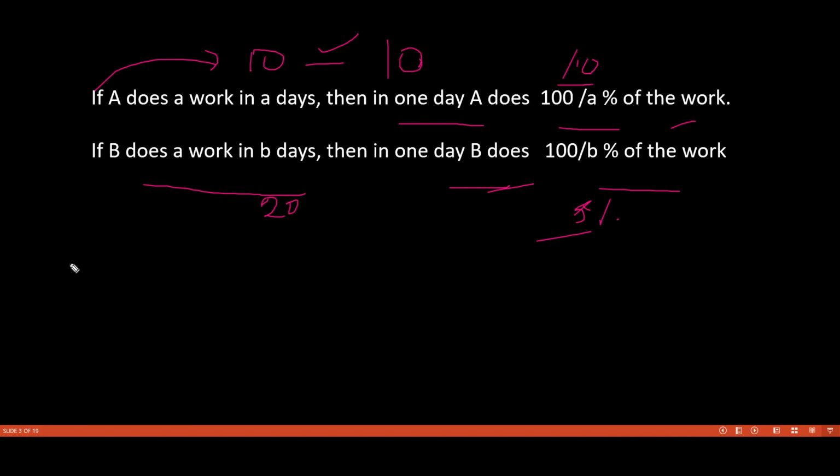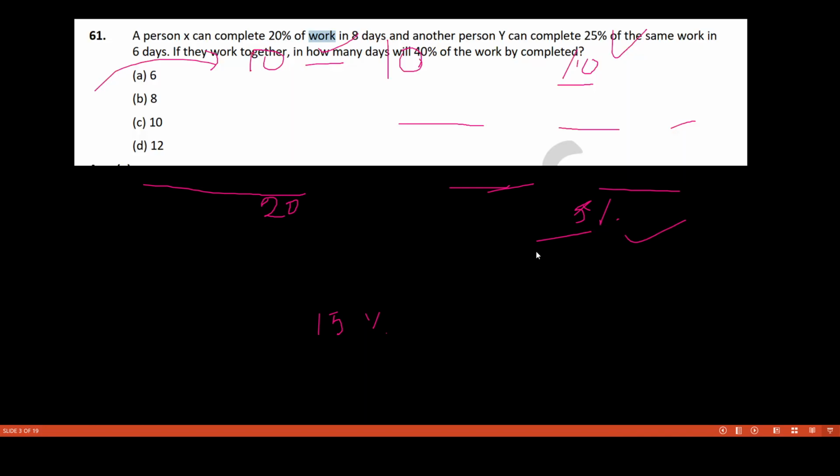For example, if it asks in how many days A and B will complete the work, you can see how much work is done in one day. In one day both of them will do 15% of the work together. So you can say in how many days the work will be completed. I think this is a much easier concept if we do it in terms of percentages, because percentages are definitely easy to calculate. So let's now move to the UPSC question.